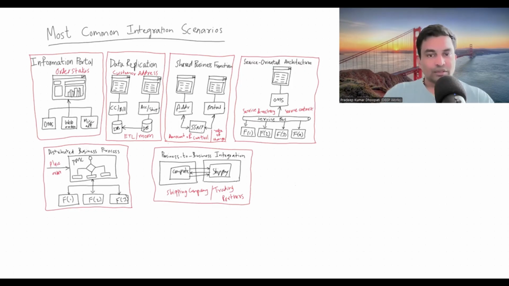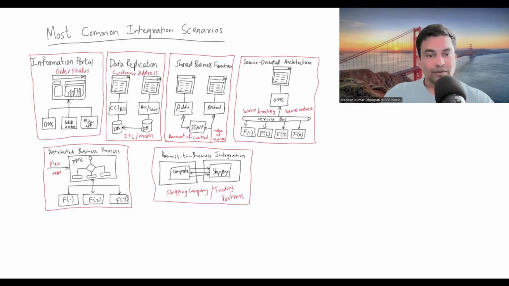For the user to avoid having access to all of these systems, we build an information portal and integrate all the backend systems with this integration information portal and provide the order status in a visually designed application for the customer care representative, just to query the order status and get all the information that is needed.